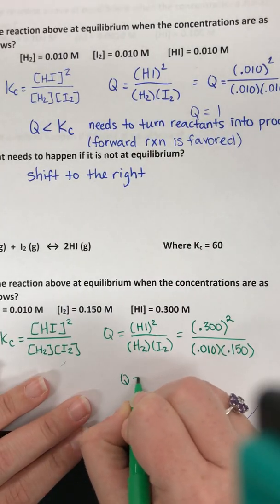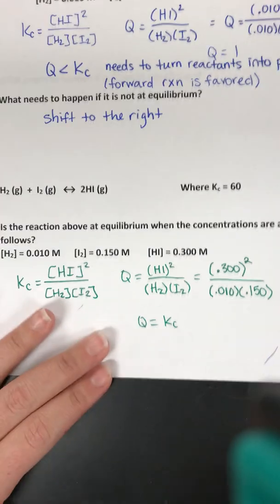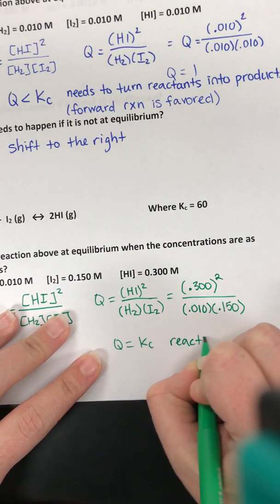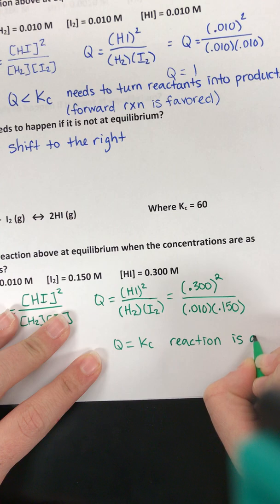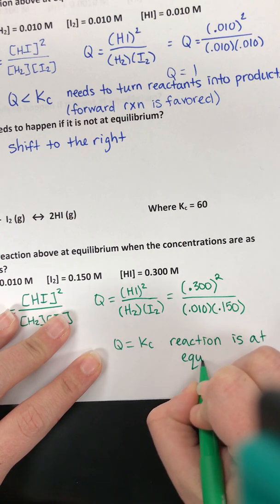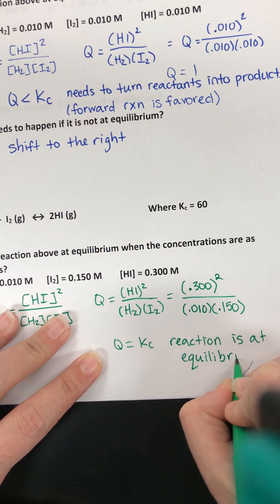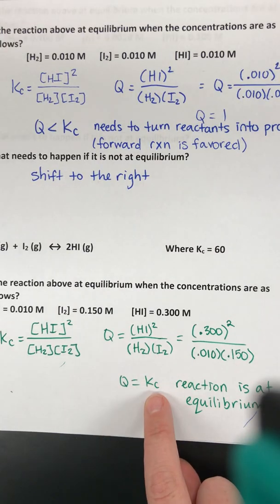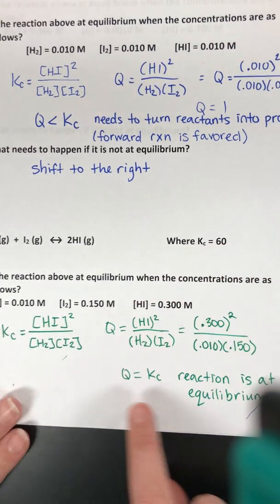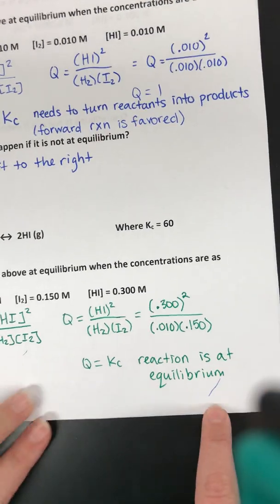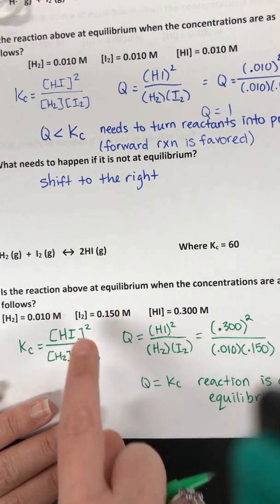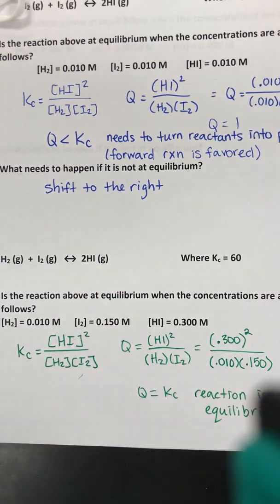So Q equals Kc. So when Q equals Kc, that means the reaction is at equilibrium. Remember, Q is your reaction quotient. That's what it's called. When that equals the equilibrium constant, that means the reaction is at equilibrium. These concentrations are the equilibrium concentrations for this reaction.